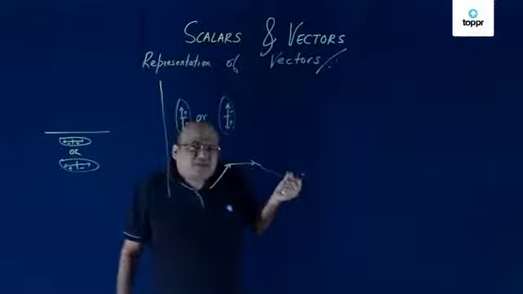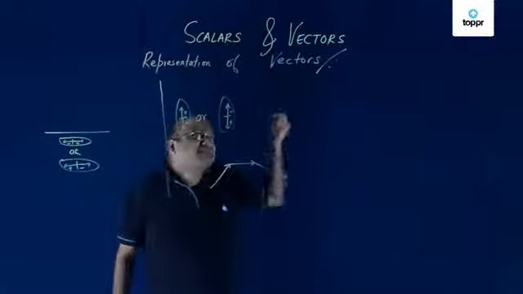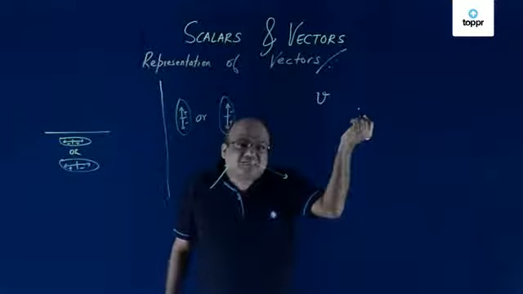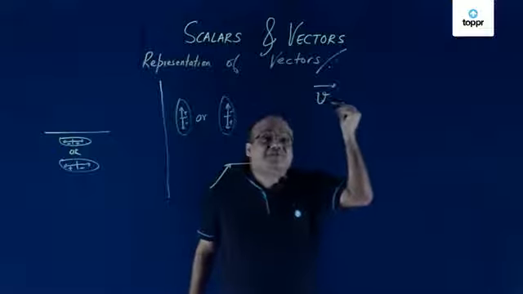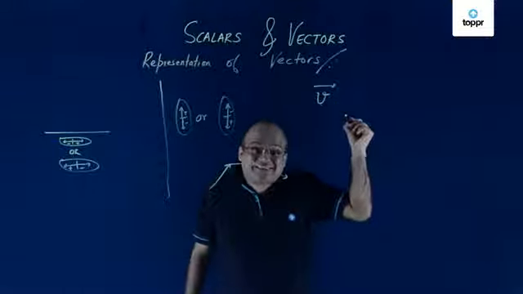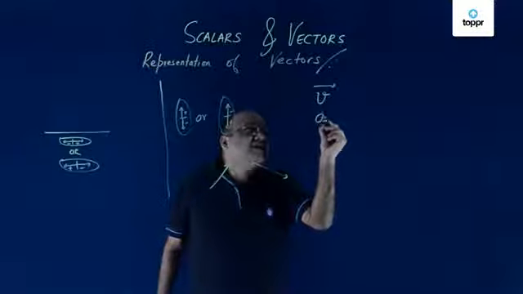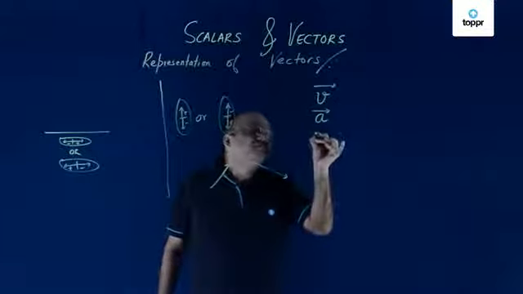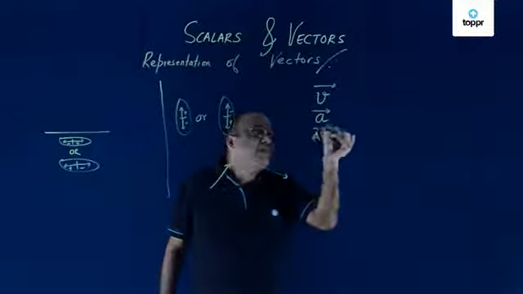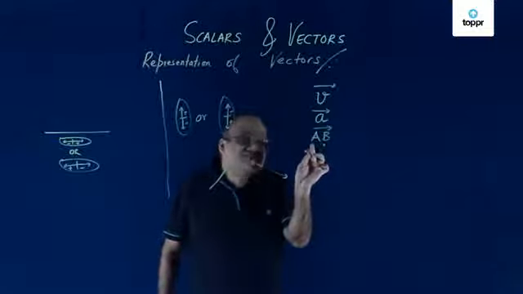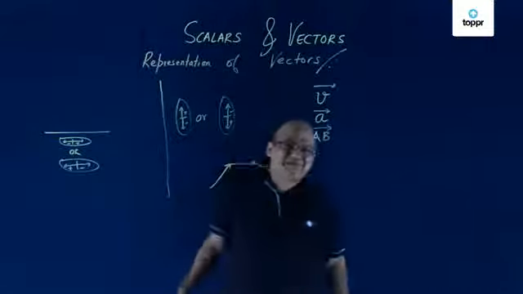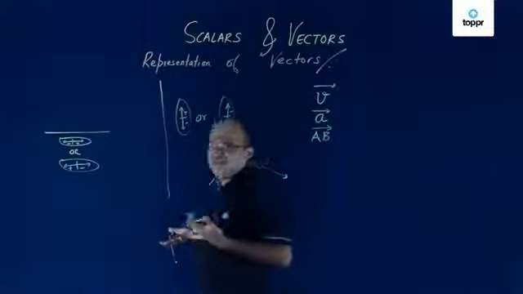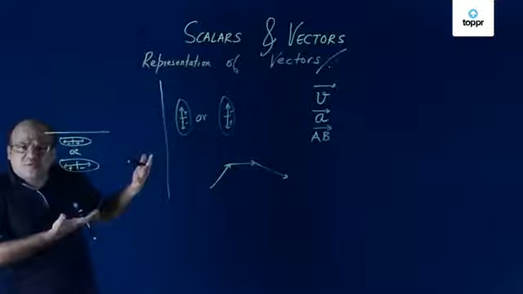How to represent a vector quantity? To represent any vector quantity, we write its name. Suppose we are looking at velocity vector, write V. Put an arrow on top. This becomes V vector. If you write A and put an arrow on top, this is A vector, right? If you write AB and put an arrow on top, typically it means a vector starting from A, ending at B. So AB is a vector here. So this is how we denote a vector quantity.